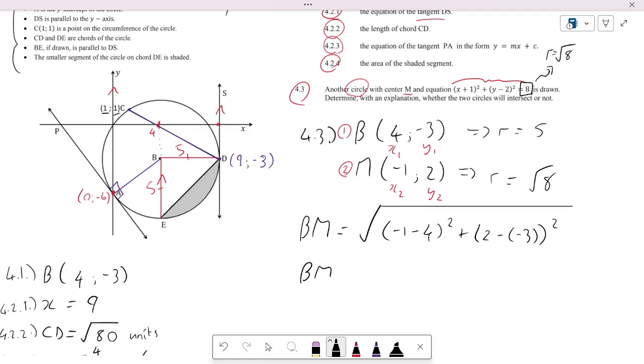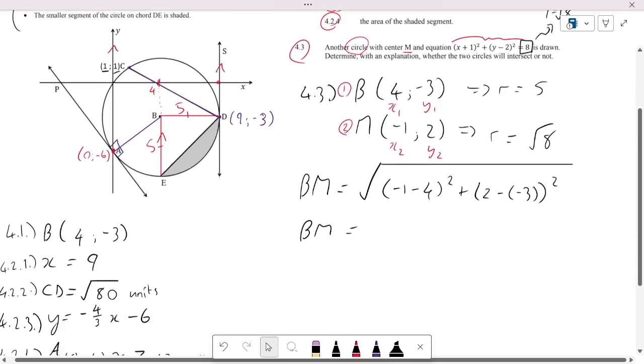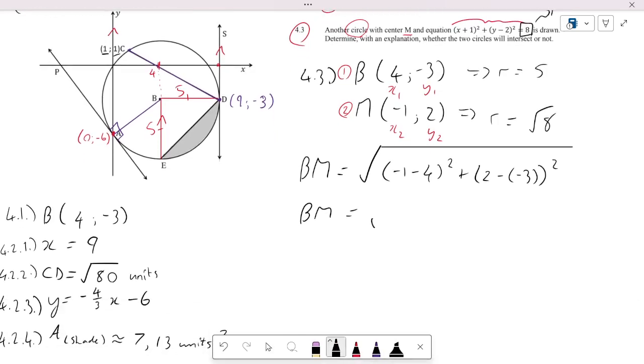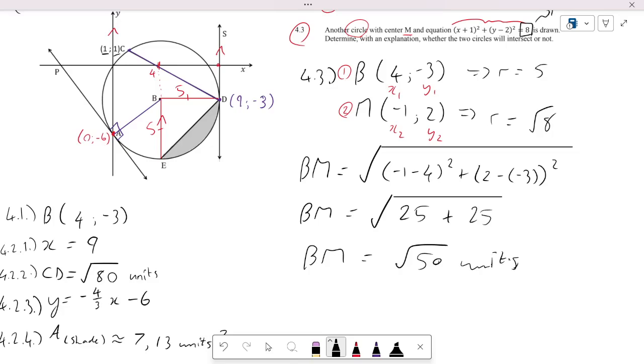And now we're going to say that BM is equal to, we're going to simplify here. -1 minus 4 is just equal to -5, and -5 all squared is equal to 25. Plus 2 minus -3, that's just 2 plus 3, which is equal to 5. 5 squared is equal to 25. Okay, and then we know that therefore BM is just going to be equal to the square root of 50 units. Also, this was supposed to be units, and this is also units. Don't forget your unit of measurements here.